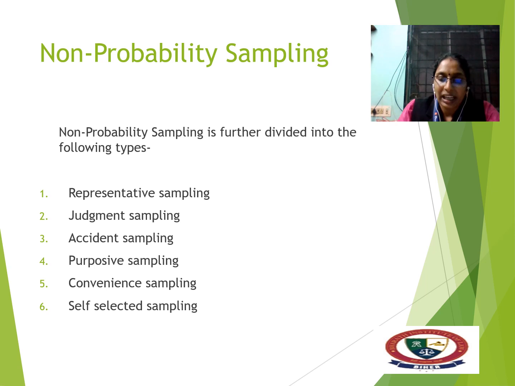Judgment sampling. In this method, the researcher selects the units to form his sample on his judgment. Due to bias, a good estimate cannot be prepared by this type of sampling. Only an experienced researcher could do this in a justified way. Accident sampling. In this method, the researcher selects any case he comes across. It is not possible to know whether the sample is representative or not, as preference is given to the cases which come first.